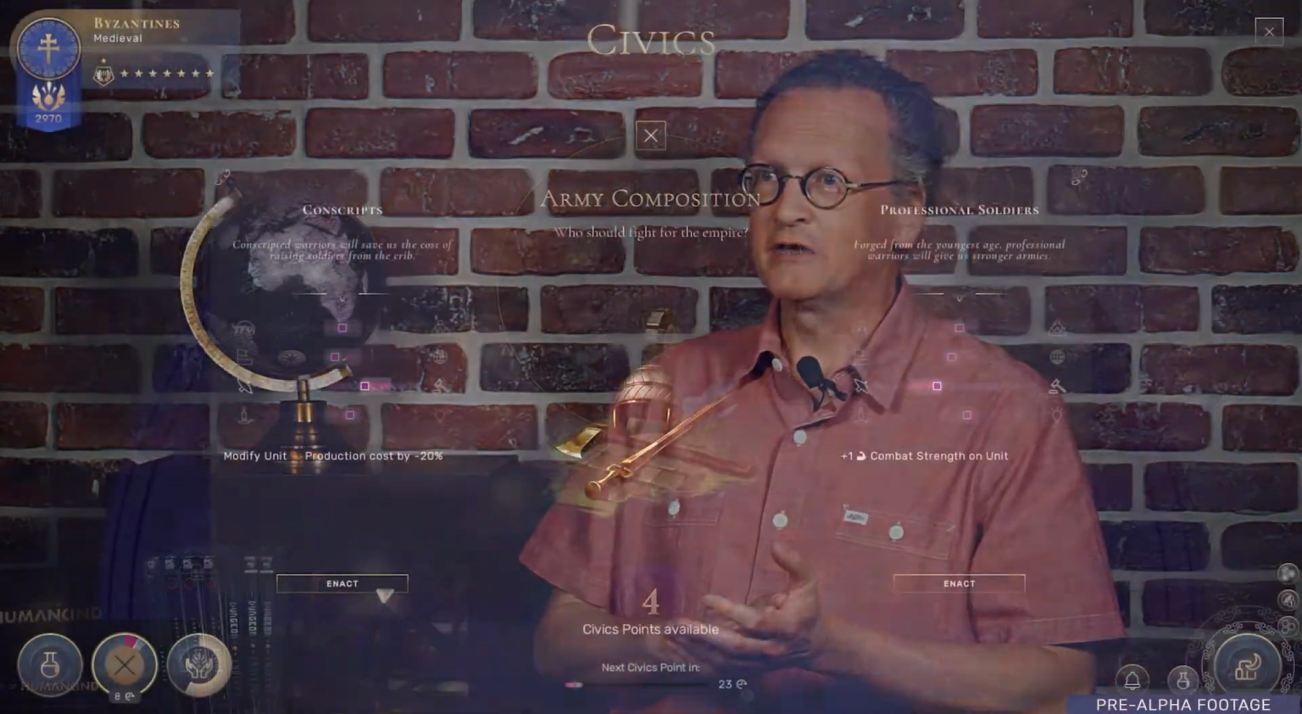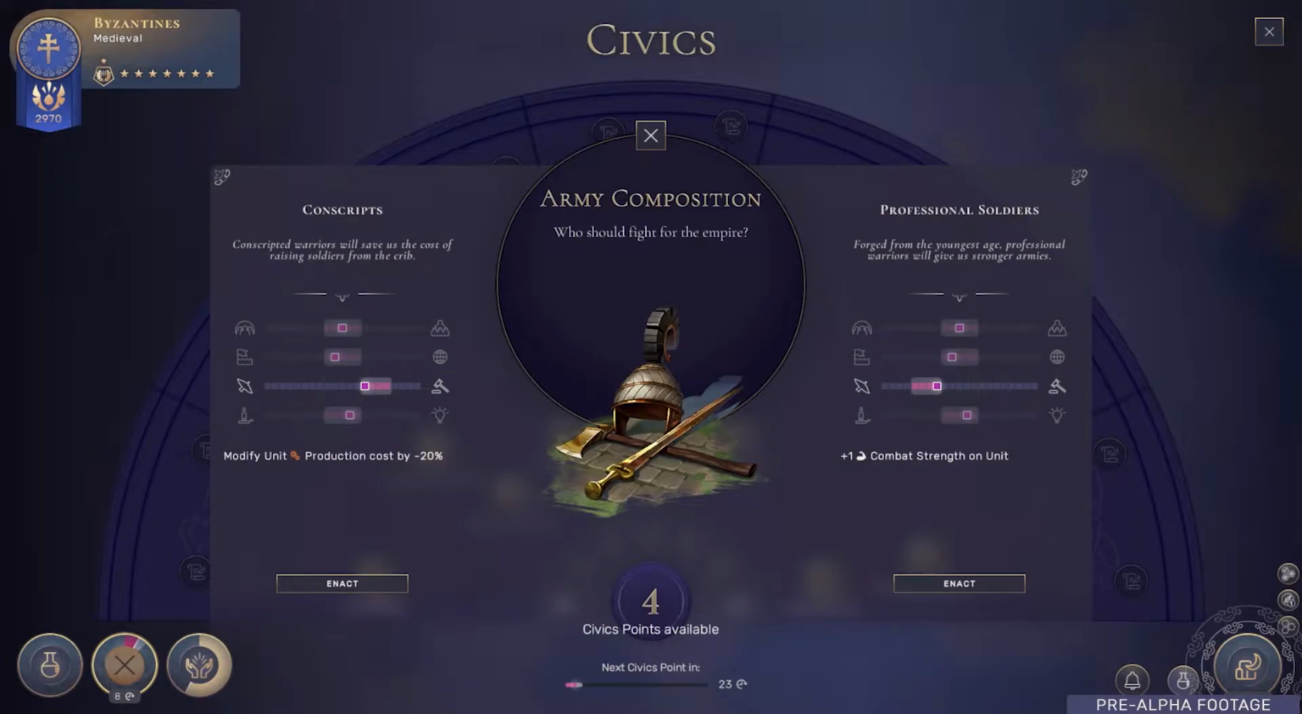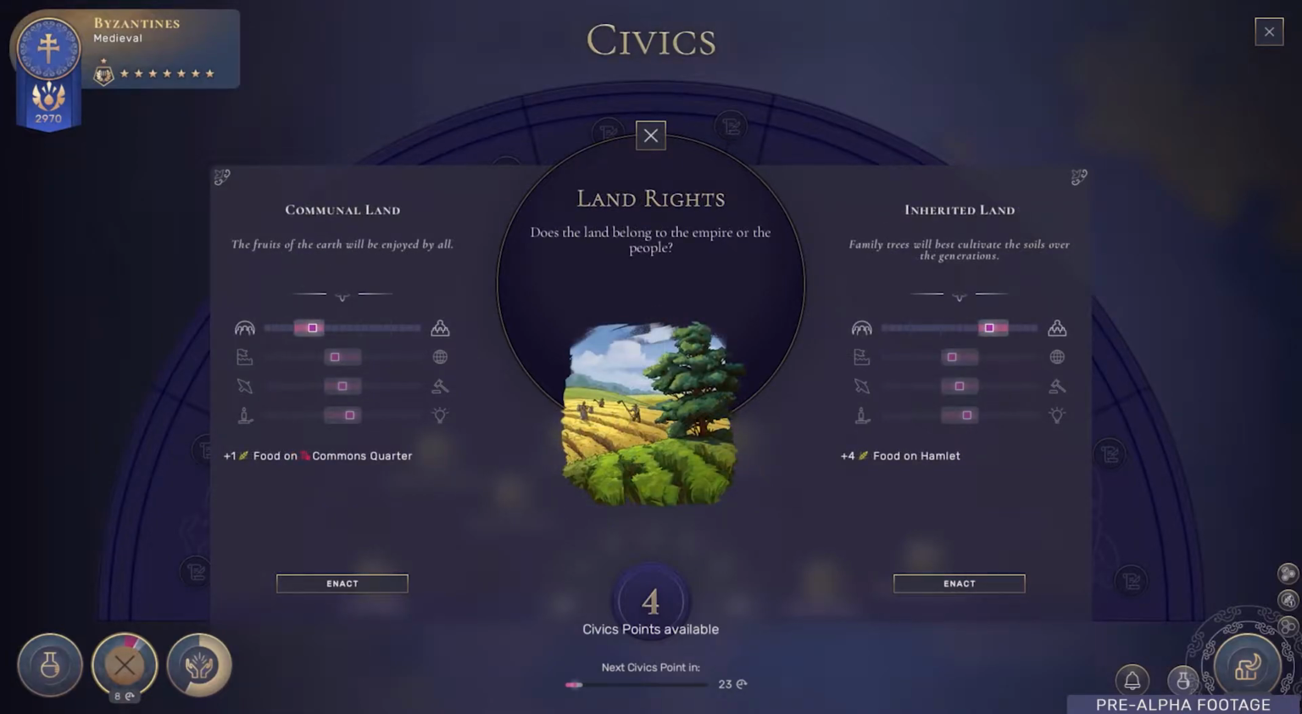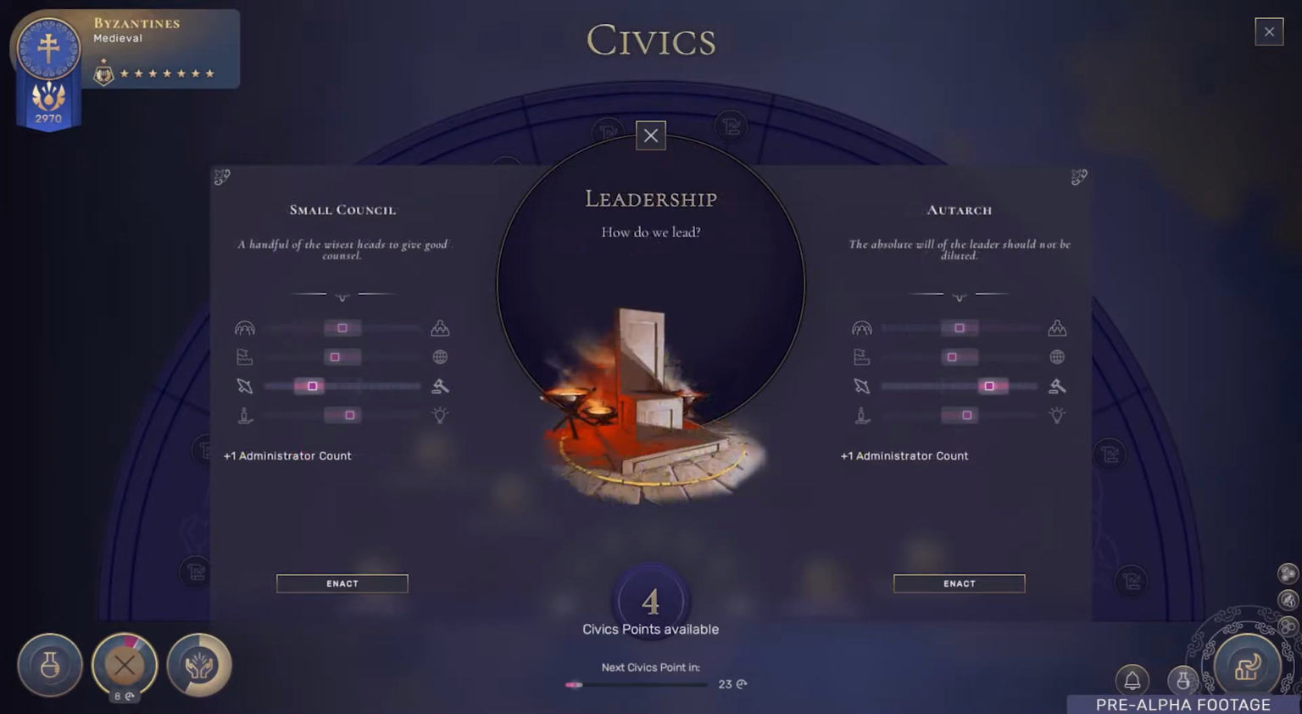Well, civics represent a pretty wide range of different aspects of your civilization. It's sort of the legal enactment of the moral choices and the values of your society. So questions like, how do you raise a military? How do you raise an army? Who owns the land? What's the structure of the government? These are the kinds of things that you use the civics points for that determine the structure and the shape of your society and of your civilization.